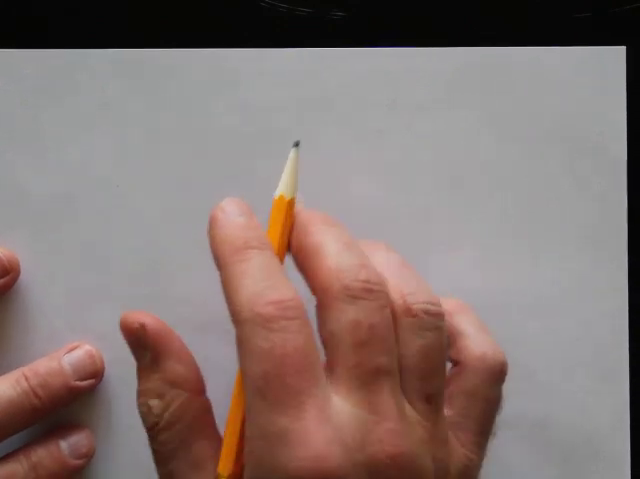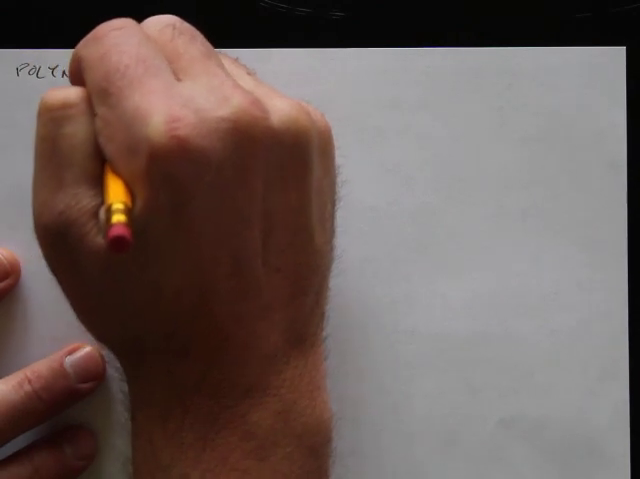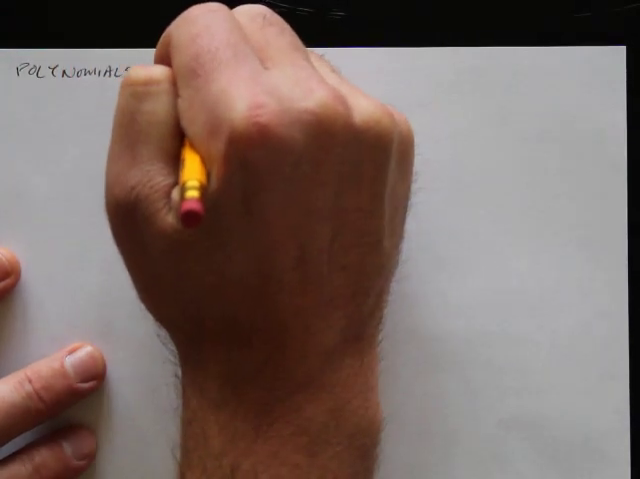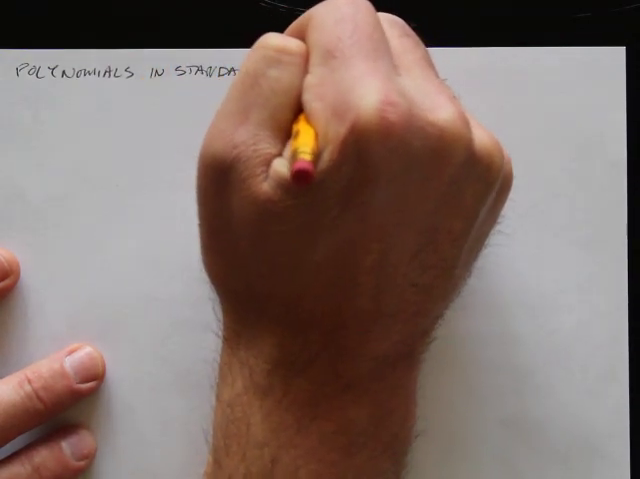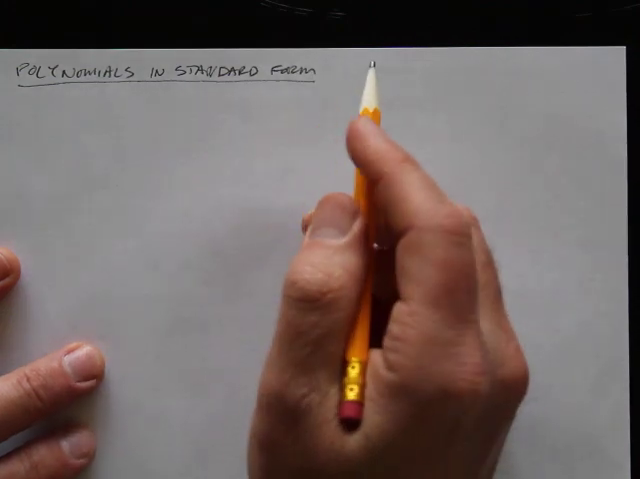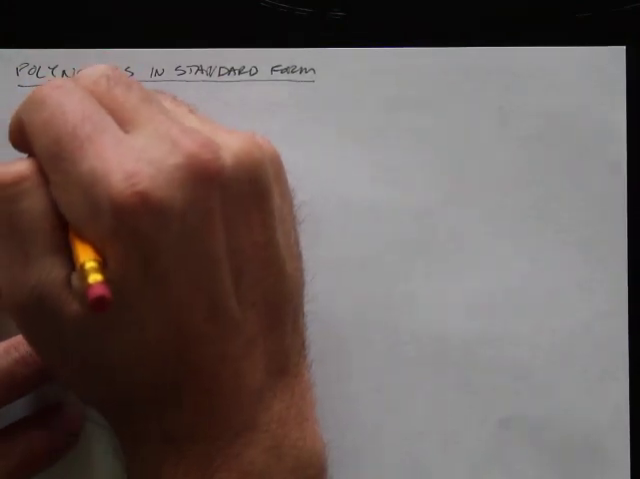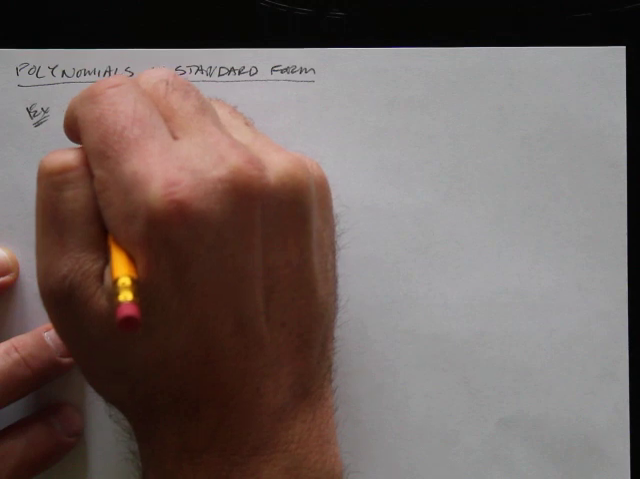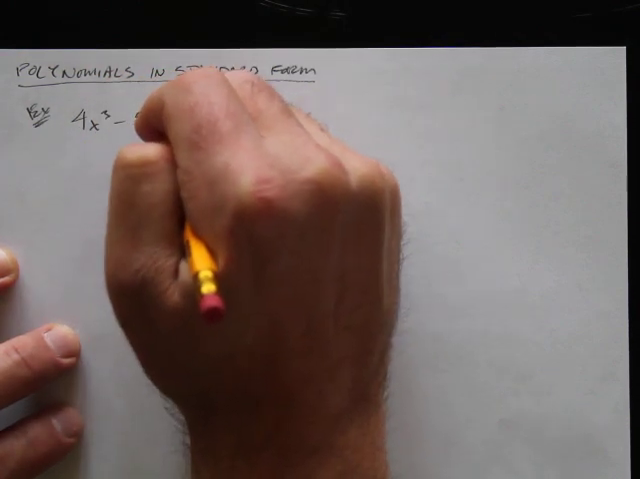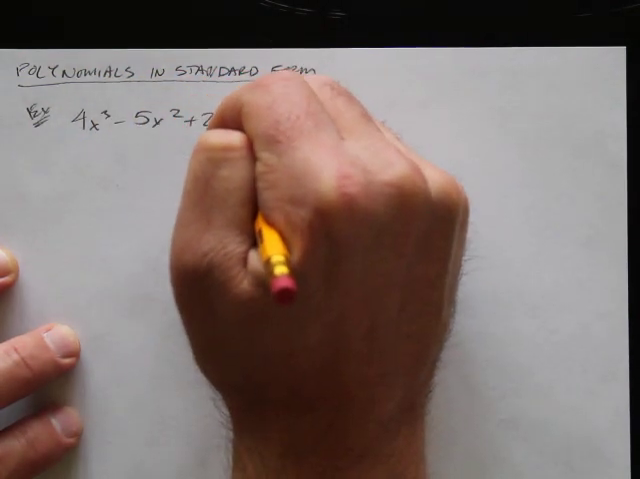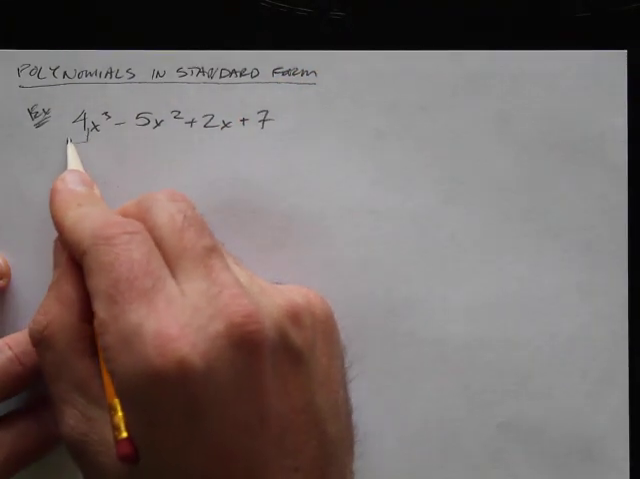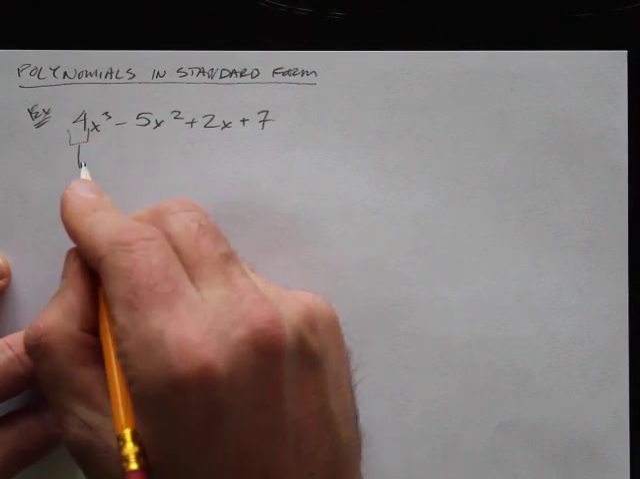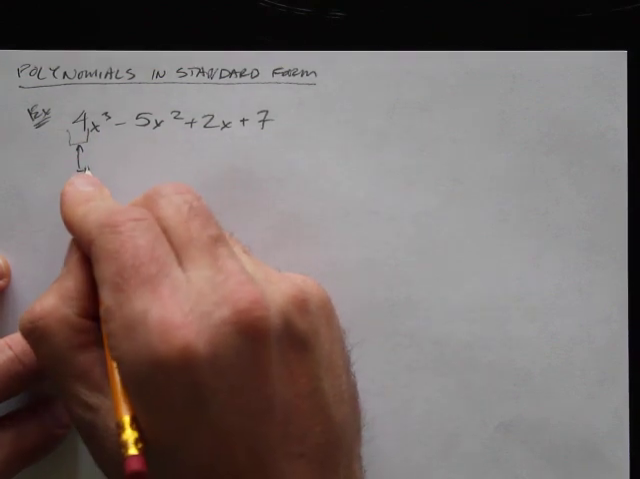Polynomials in standard form. Here's an example. 4x cubed minus 5x squared plus 2x plus 7. This number right here that's in front of this leading term, this is called the leading coefficient.